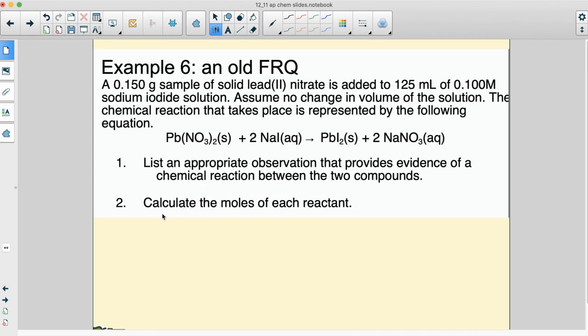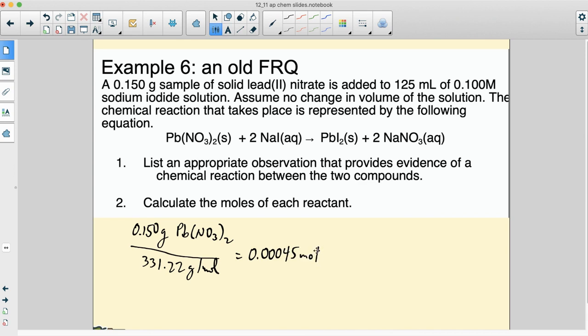Next, we will calculate the moles of each reactant. So we have 0.150 grams of PbNO3 solid. In order to find the moles, we would divide by the molar mass of the compound, which is 331.22 grams per mole. And we got 0.00045 moles of PbNO3 taken twice.